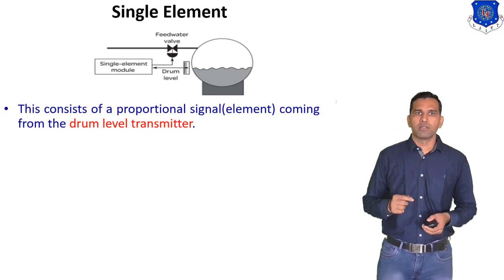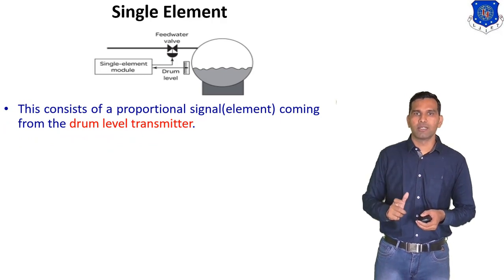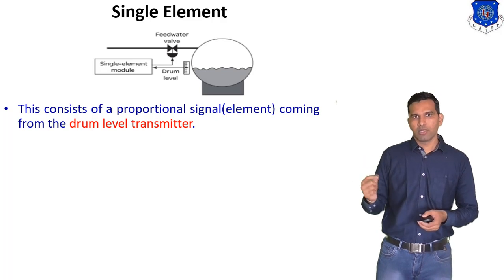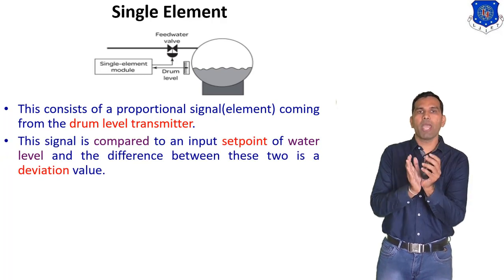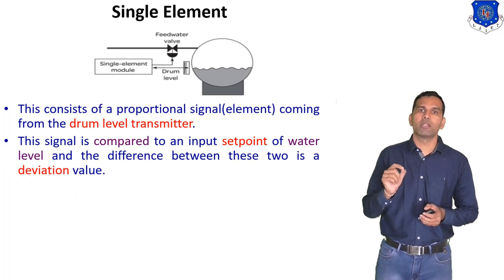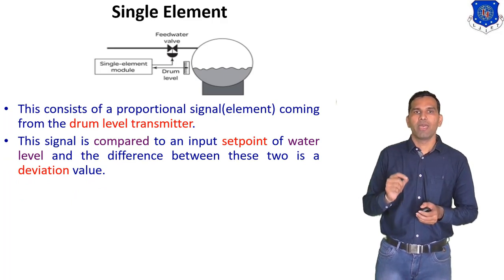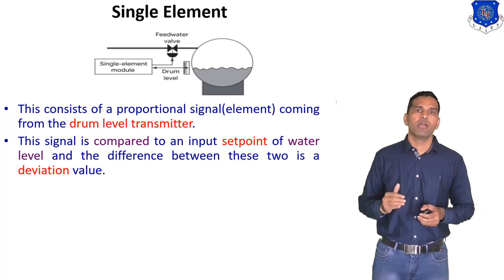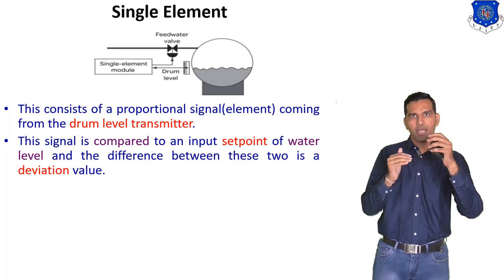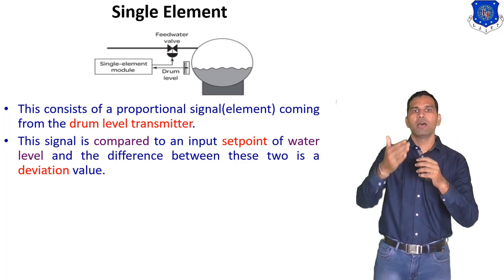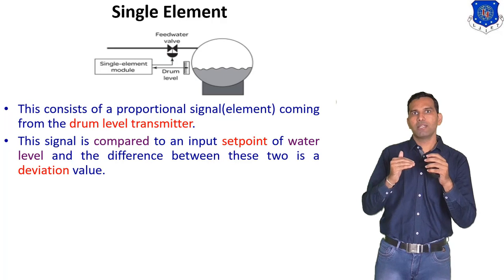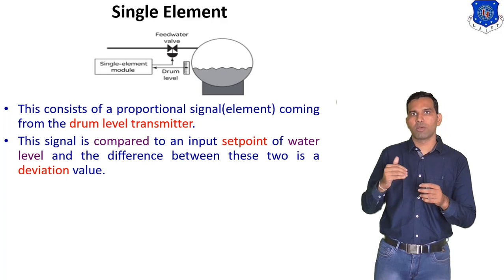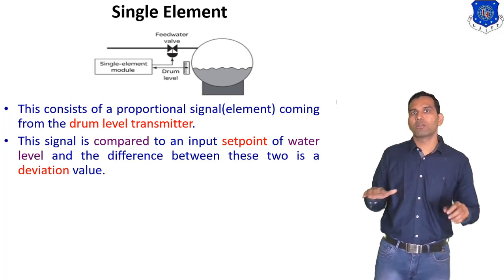Now you understand. The system consists of a proportional signal element coming from the drum level transmitter. Now this signal is compared to an input set point of water level, and the difference between these two is a deviation value. That means the difference between the set point and the signal coming from the level controller. If the difference is 0, then we do not need to open or close the valve. That means there is no need for controlling action.